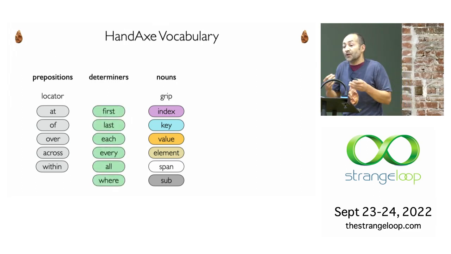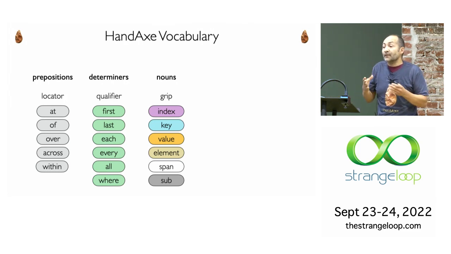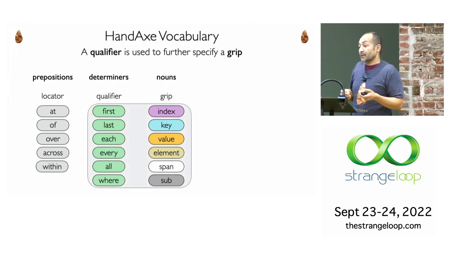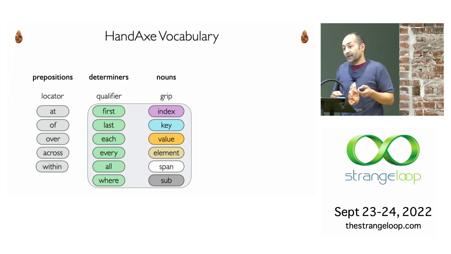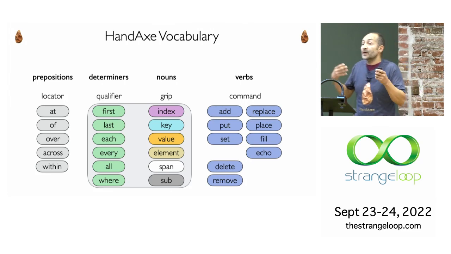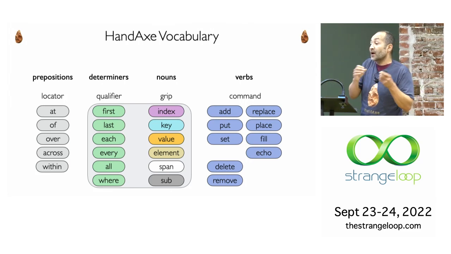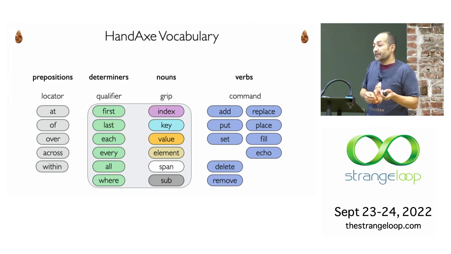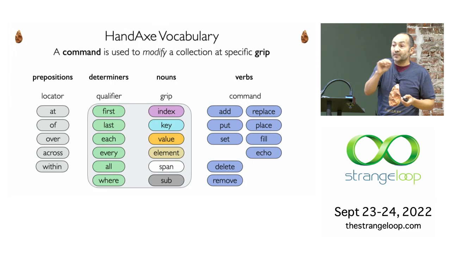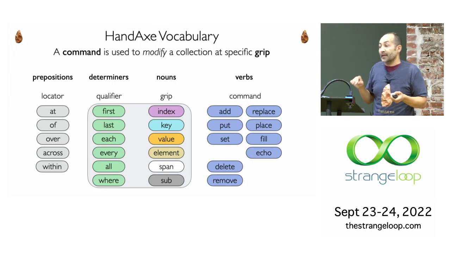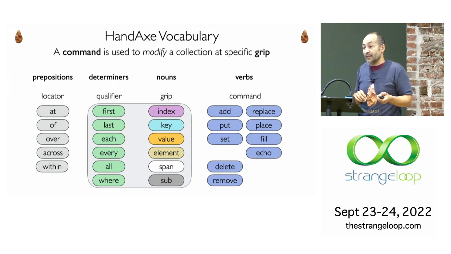And we also have determiners, which are qualifiers for the grips. I want the first value. I want every element. These are naturally paired together. And then lastly, we have verbs, which are the commands that we do. So if we want to do some writing as opposed to just reading, I may say, at last, I want to put something. Each of these commands has a very specific meaning. I'm not going to go through all of them in the interest of time, but they all have very defined semantics about what they mean, nothing more, nothing less.